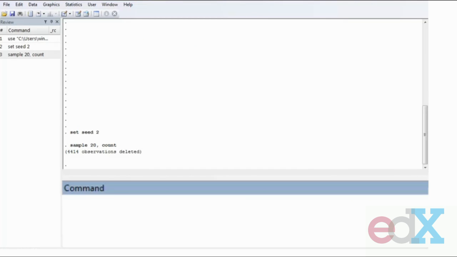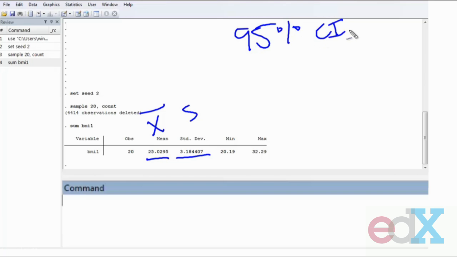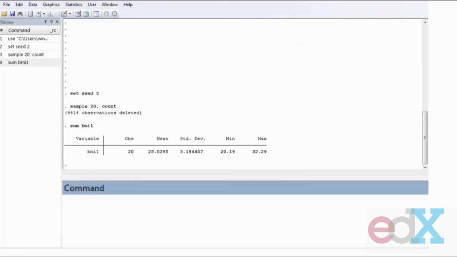In my sample cohort, I want to summarize BMI at baseline. And you can see I get an estimate of my sample mean x bar, it's about 25.0, and my sample standard deviation s is about 3.2. And now I want to construct a 95% confidence interval for mu. We saw how to do this in the previous lab exercise. Let's go through it again really quickly.